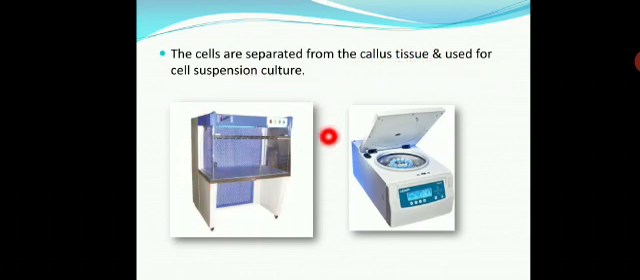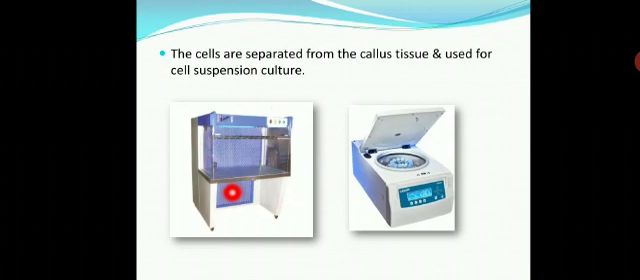This diagram is called a laminar airflow diagram. This is called a centrifuge. In the laminar airflow chamber, we use in vitro conditions for the development of liquid media, callus, embryogenesis, etc., or isolation of protoplast, fusion of protoplast. All of these can be done under the laminar airflow chamber.